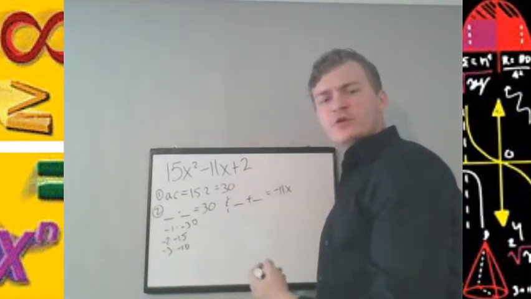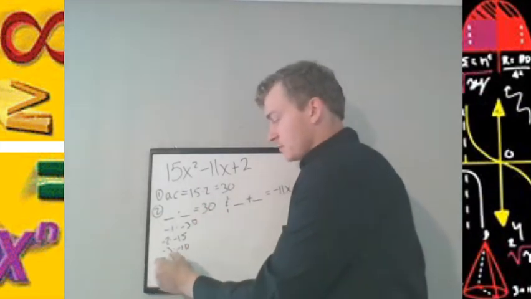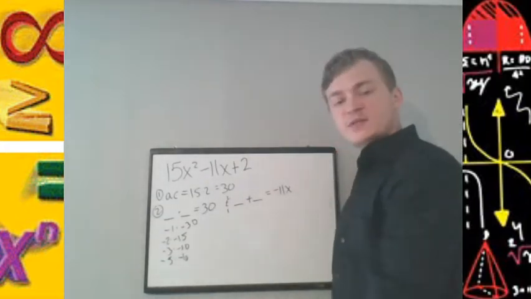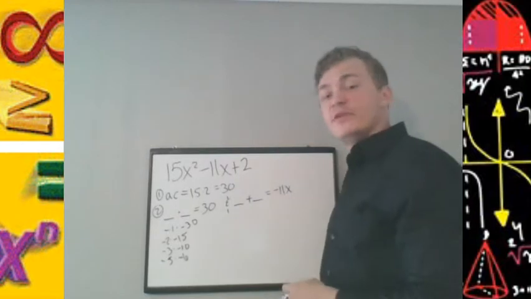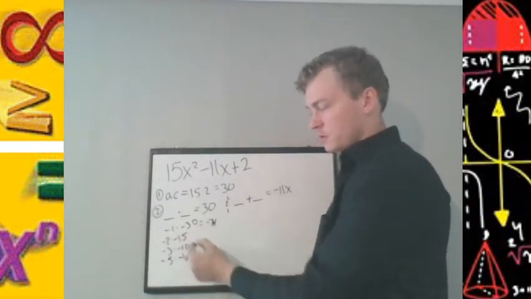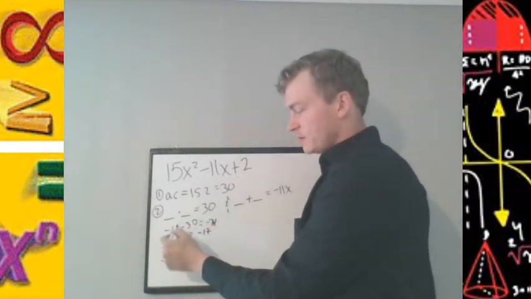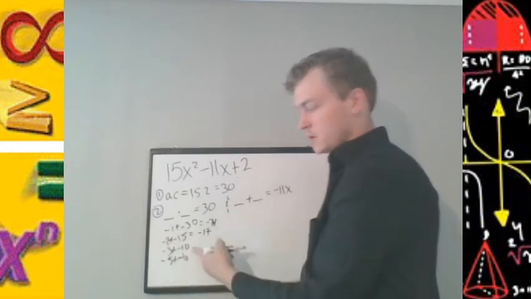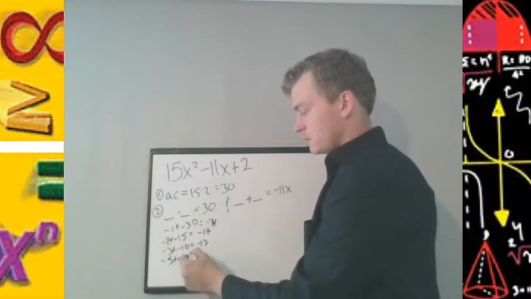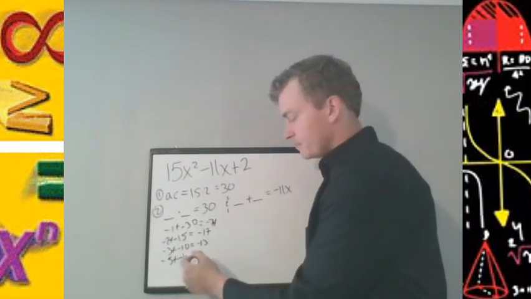What about negative 4? Can 4 divide into 30? No. What about 5? 5 times 6. So negative 5 times negative 6 is positive 30. Do any of these pairings combine to give us a negative 11? Well, that's negative 31. That combines to give us negative 17. Negative 3 and negative 10 combine to give us negative 13. And lastly, negative 5 and negative 6 combine to give us negative 11.